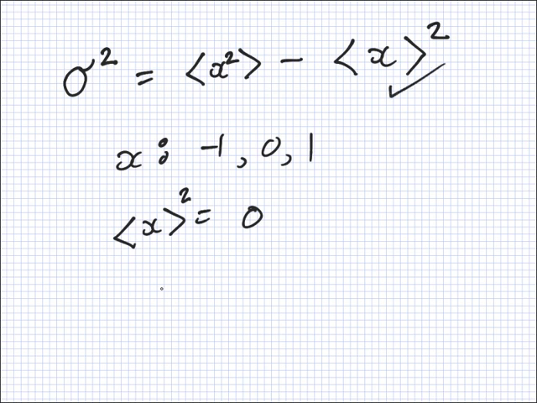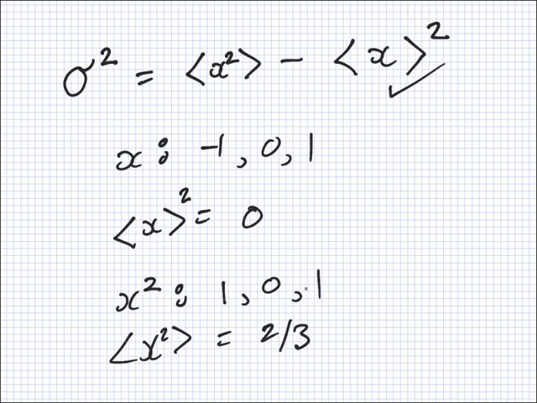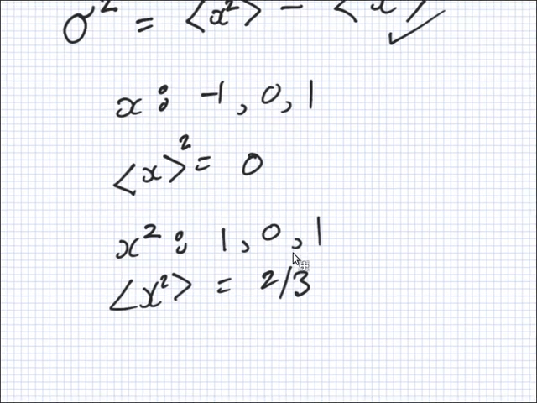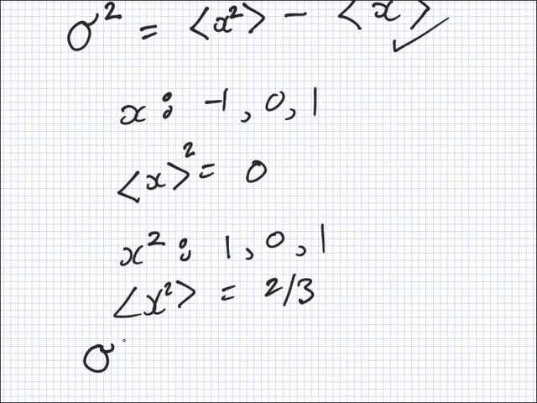Let's calculate this. So I need to calculate the squares of the x's. So what's -1 squared? 1. 0. And the next one? 1. And if I get the average of these three numbers, what do I get? 0. No? 2 over 3. 2 over 3. Right, Amjad? Yeah, okay. So, I said standard deviation squared should equal 2 over 3 minus 0.